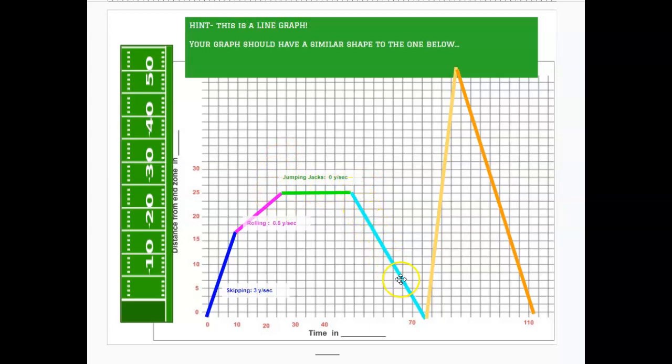This line is telling me that I turned around and went backwards, right? So I turned around and went back to where I started. So my distance from the end zone went back to 0. That doesn't mean that I went back in time. I can't go back this way. I go this way. So it still took me time in the forward motion to get back to where I started.